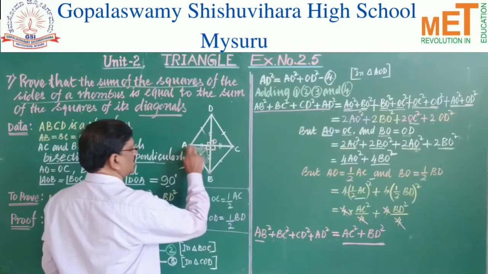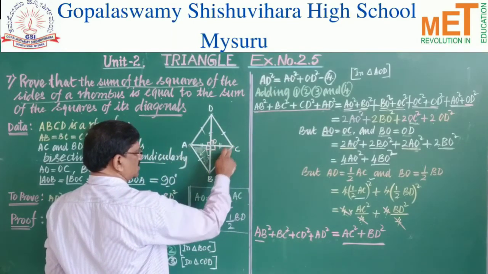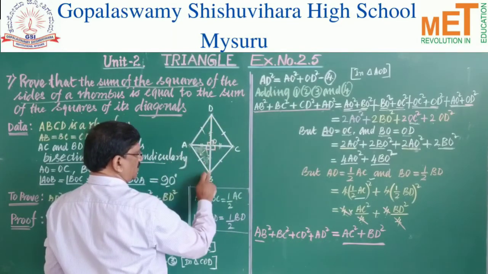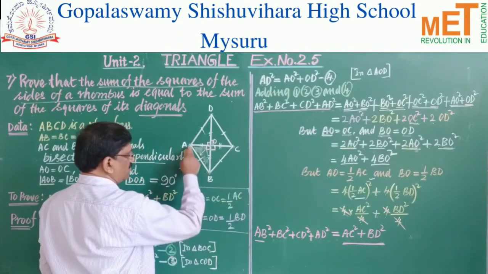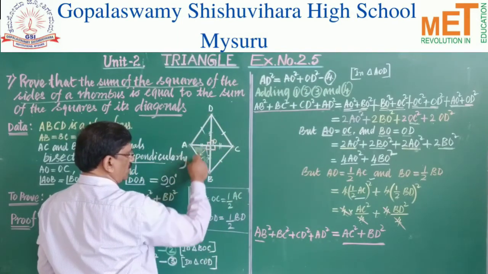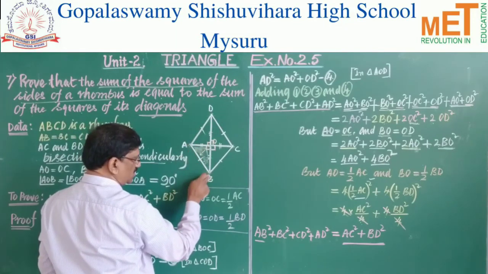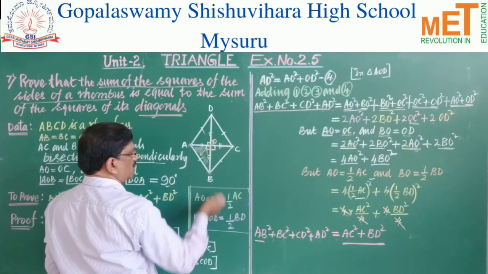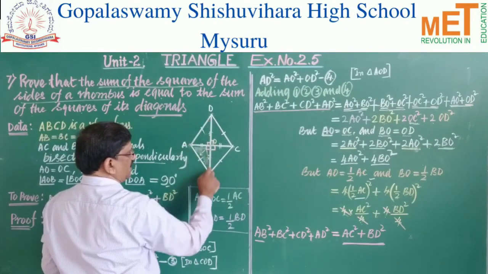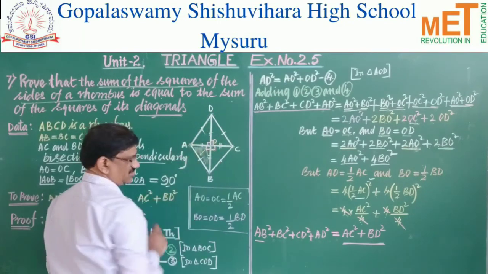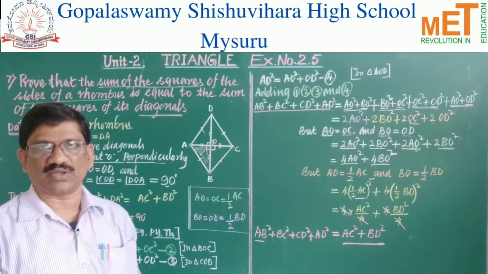What are those? AC is nothing but a diagonal of the rhombus. BD is also another diagonal. So that means the sum of the squares of all the four sides of a rhombus is equal to the sum of the squares of the diagonals. Clear, children? Understood? Okay. Take down, children.